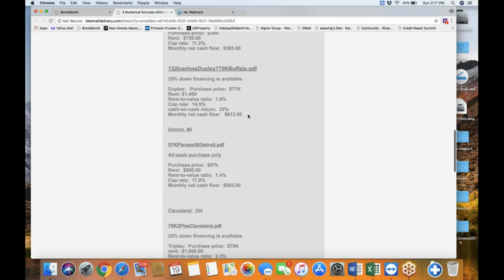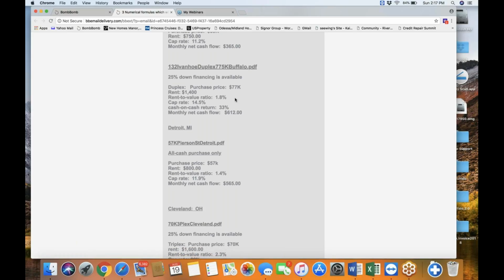So at the end of the day, if your monthly net cash flow is a whopping $612, multiplied by 12 months, you're going to have almost $8,000 of annual net cash flow. Then you put down 25% of $77,000. So you're going to recoup your money, right?